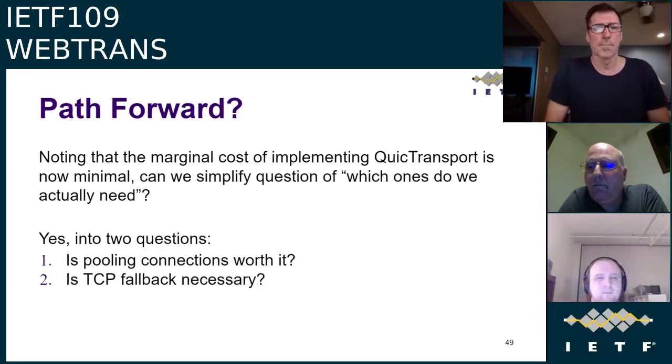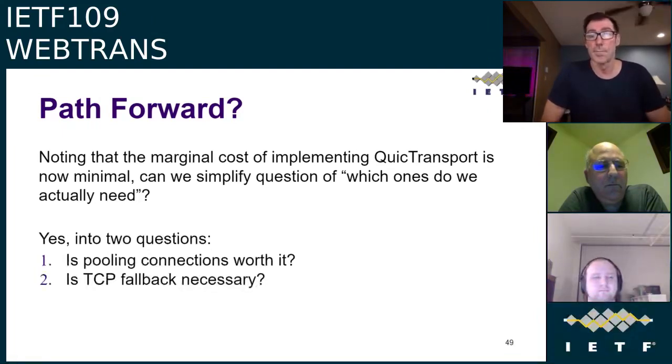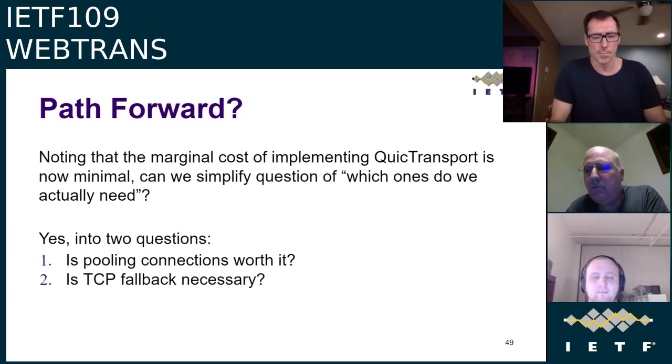But yeah, Alan has made a good point that there are cases, and in fact, he's strongly suggesting that it might be necessary to pool connections. In which case, then I would ask, is QUIC transport necessary? Should we just go to HTTP/3 transport?